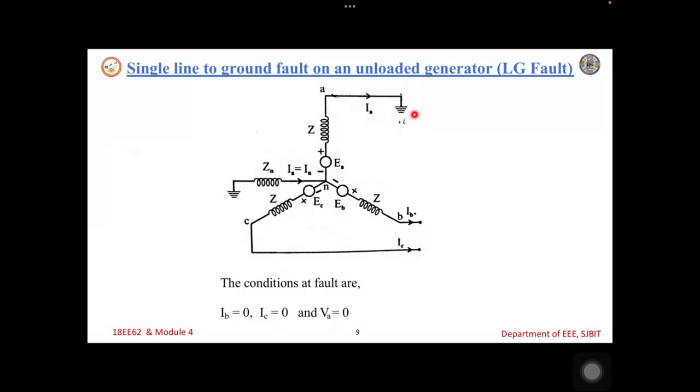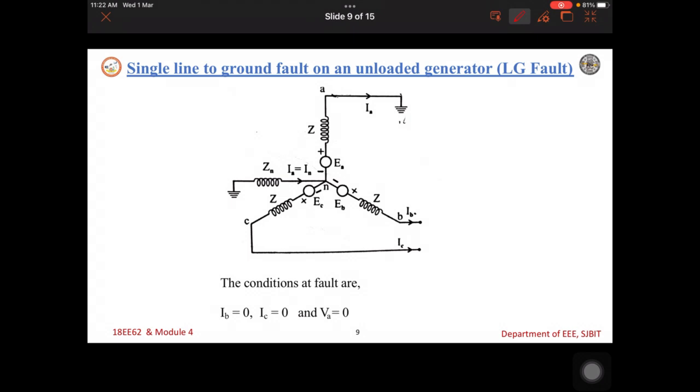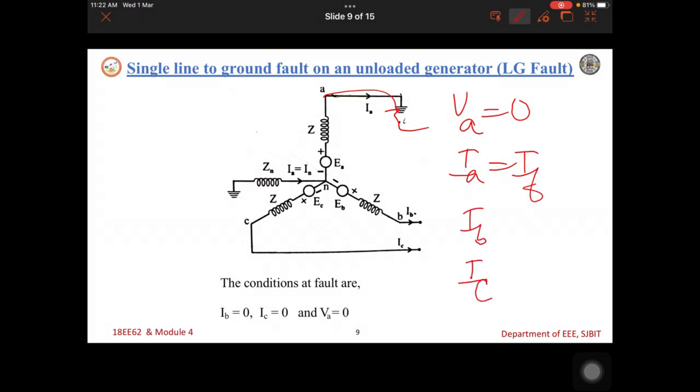If the fault happens, then the condition for the fault: suddenly if the phase A is grounded, then voltage VA drops to 0 and IA will be your fault current. And the generator is unloaded, therefore, there will be no current in the lines B and C phase. So, these are the terminal conditions for the fault.